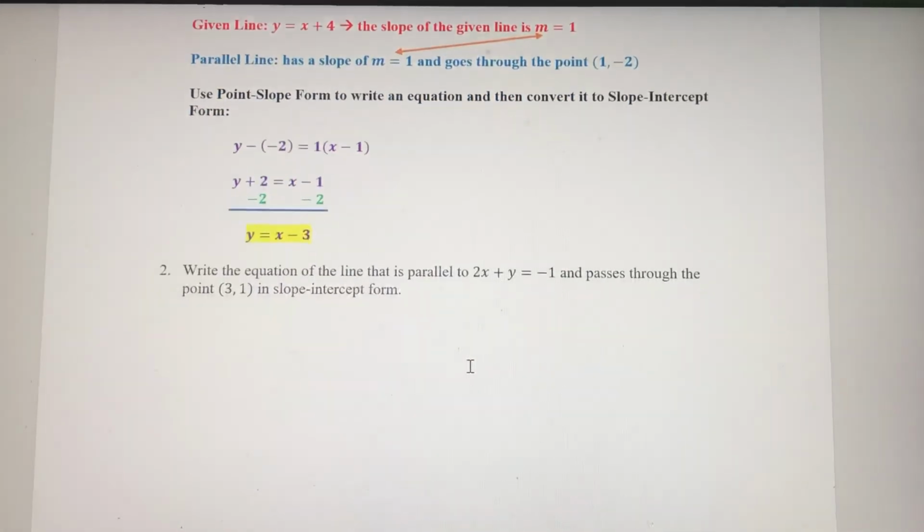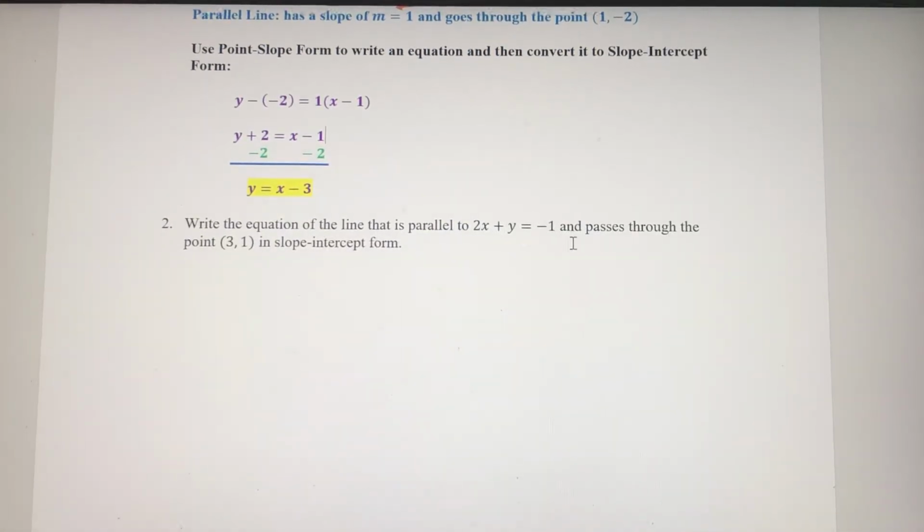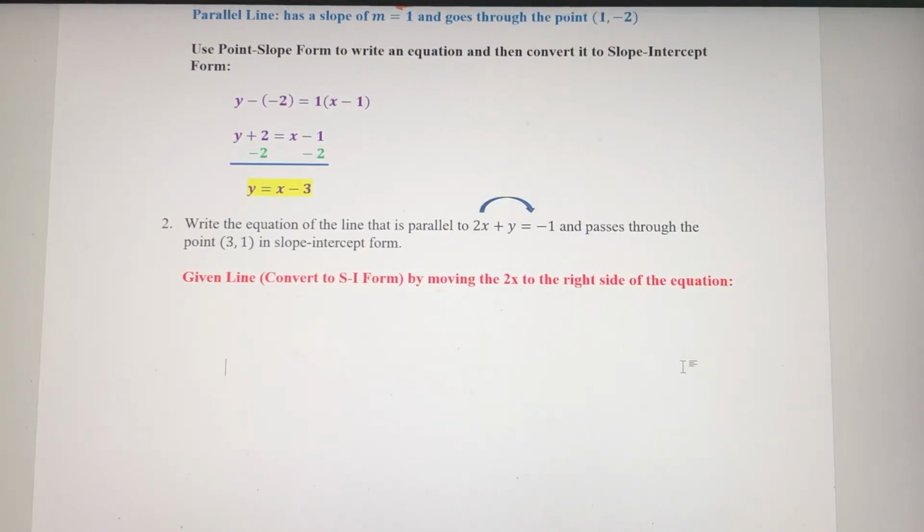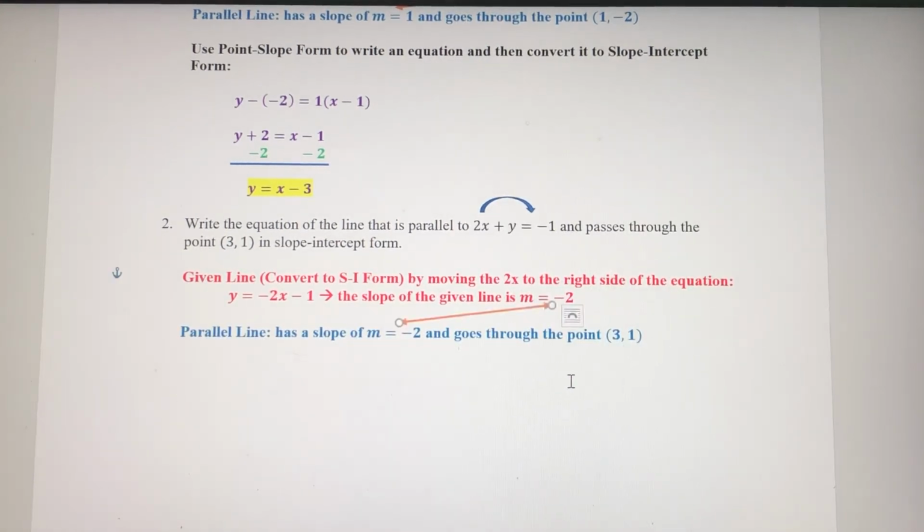Now in number 2, our given line is not in slope-intercept form, so we need to convert it by moving the 2x over to the right side. When I move the 2x over to the right side, I get y equals negative 2x. The 2x moved over here, so we had to change the sign. So negative 2x minus 1. Because of that, the slope of my given line has to be negative 2. Now, the parallel line has to have the same slope. Notice those match up. They have to match up. And it goes through the point we're given in the problem, 3, 1.